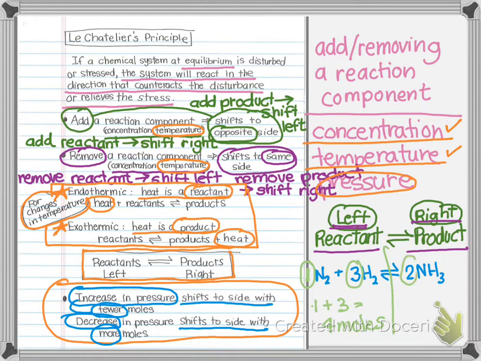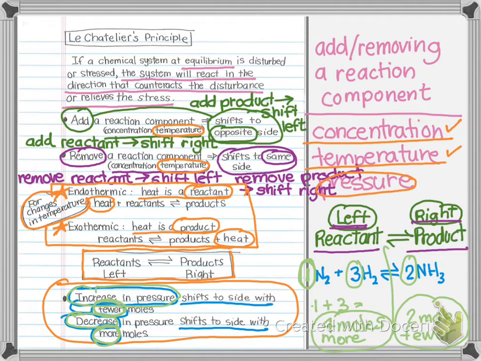Then on the product side, there's only one thing, so that's just a 2. So I have 2 moles. So this side would have more moles, and this side has fewer moles. Rereading the definition, if I increase pressure, it would shift to the side with fewer moles. So if I increase pressure, this would be the side that it would go to. And if you decrease pressure, it shifts to the side with more moles. So if I decrease pressure, it would shift to the left, or to the reactant side. Again, we're using coefficients to figure out the number of moles.